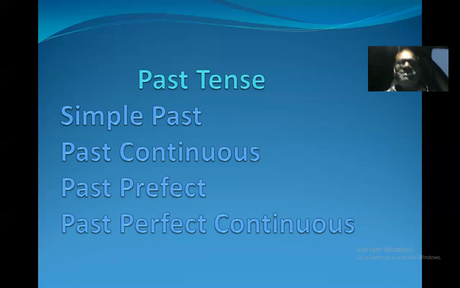Past continuous tense is the tense which we use to denote an action which was going on at the time of speaking in the past. Past perfect is the tense which we use to indicate an action which was completed at the time of speaking in the past. And past perfect continuous is an action which was started somewhere in the past and was going on at the time of speaking in the past.